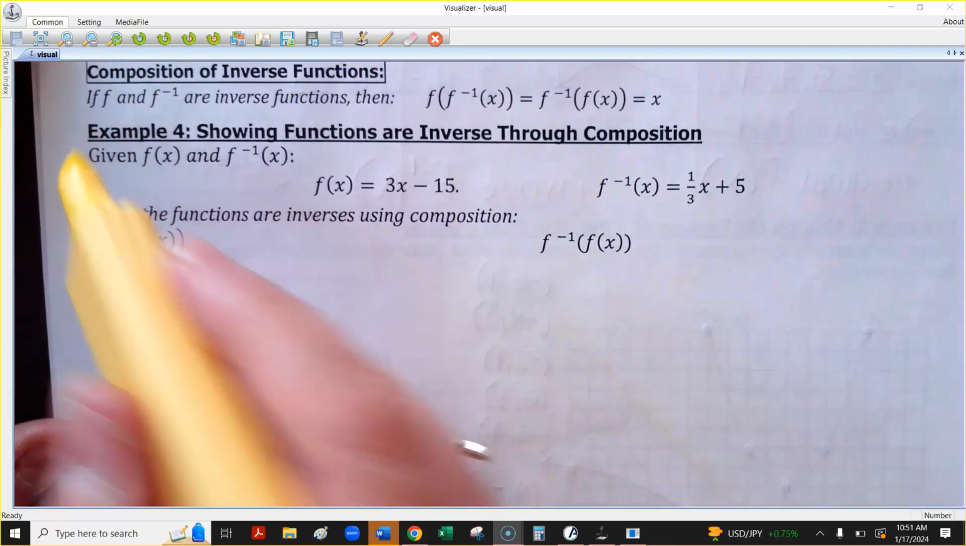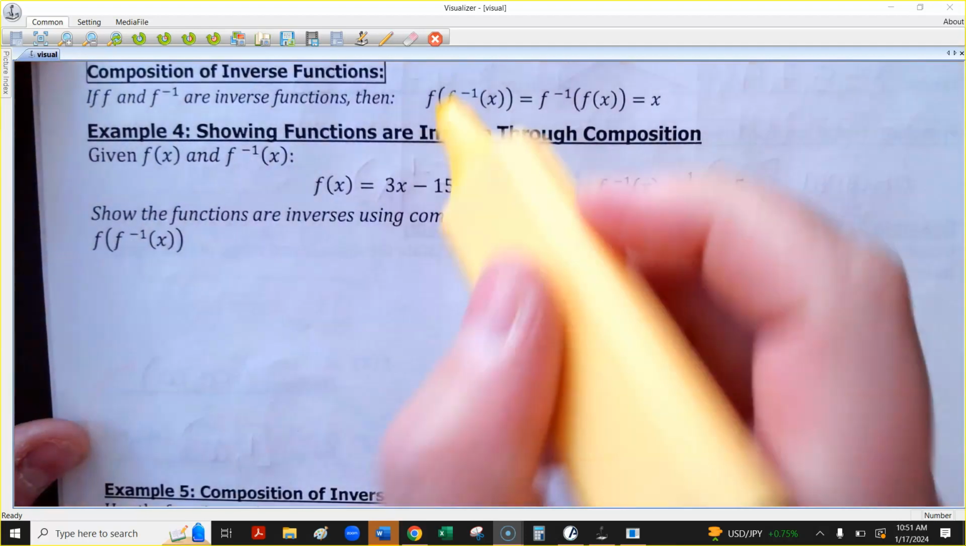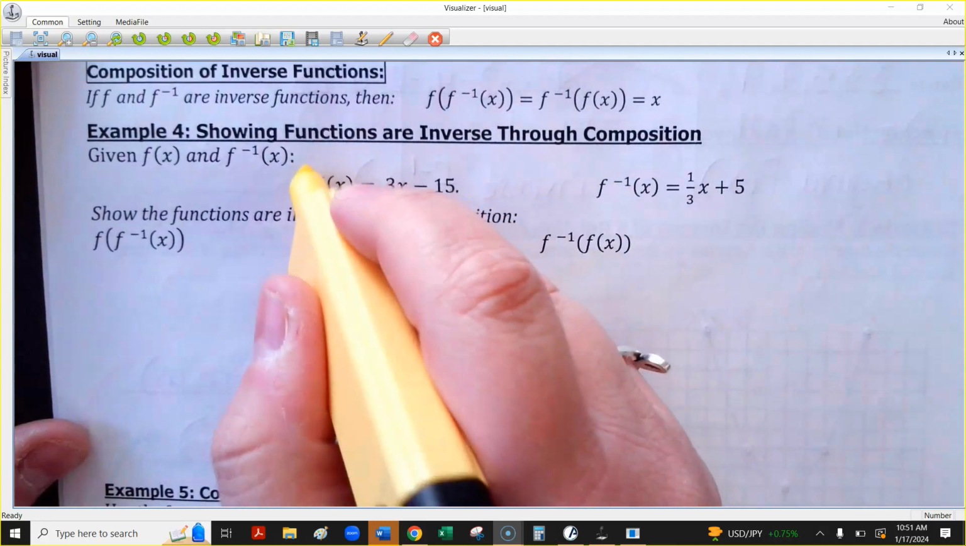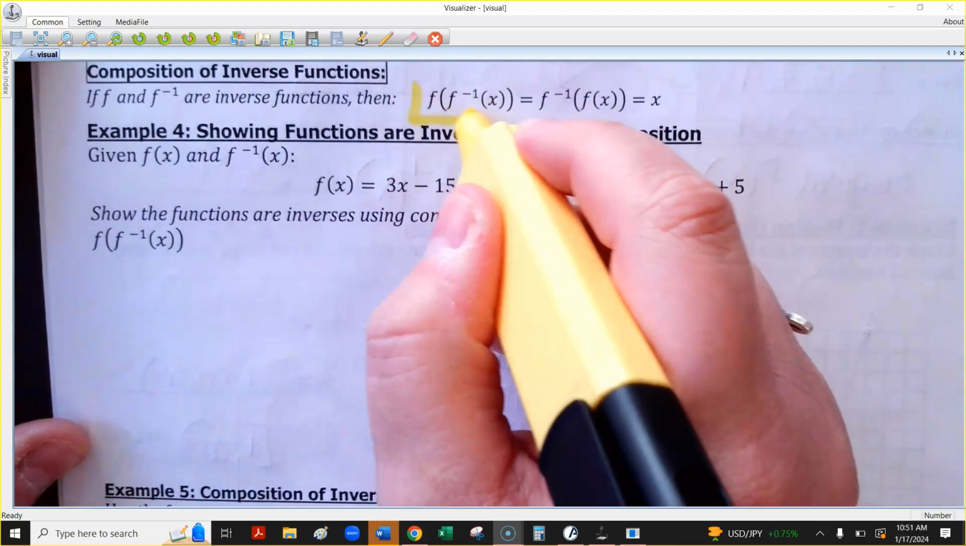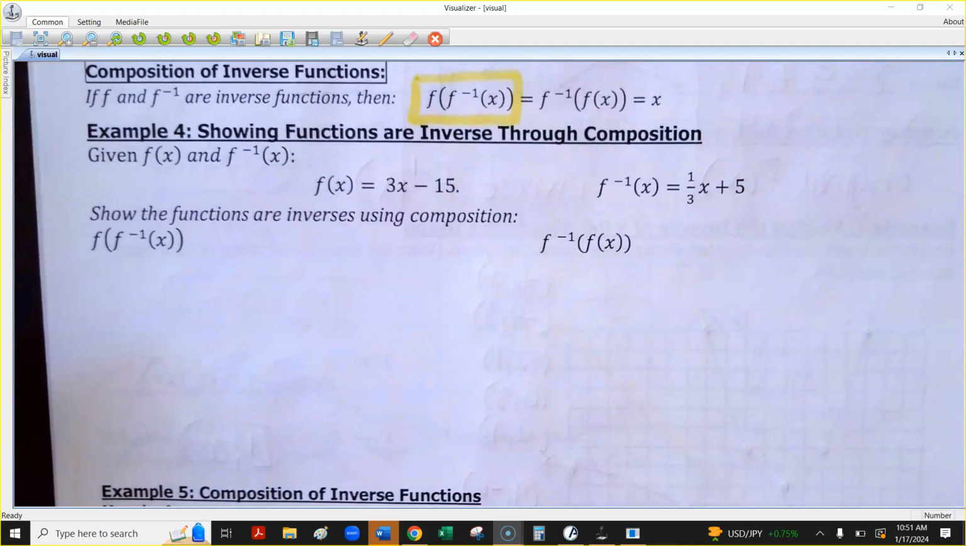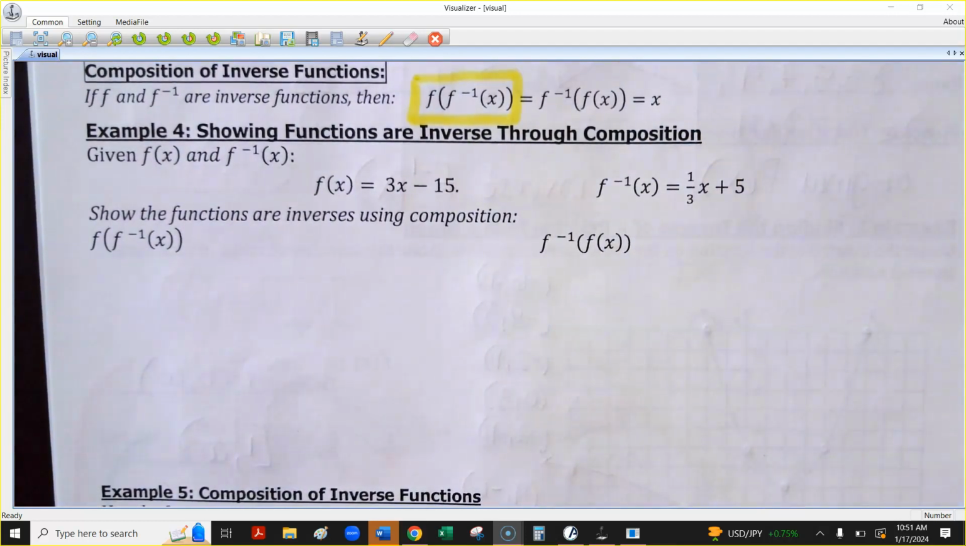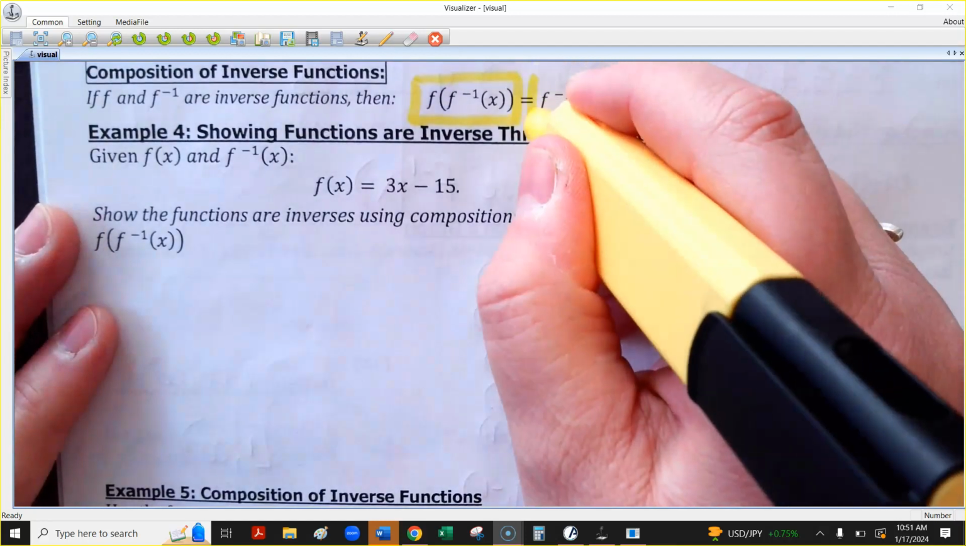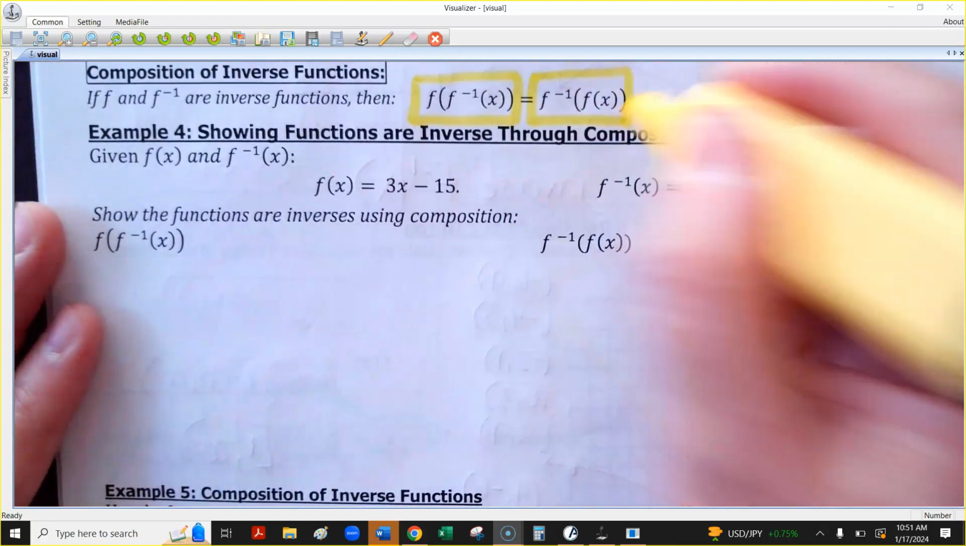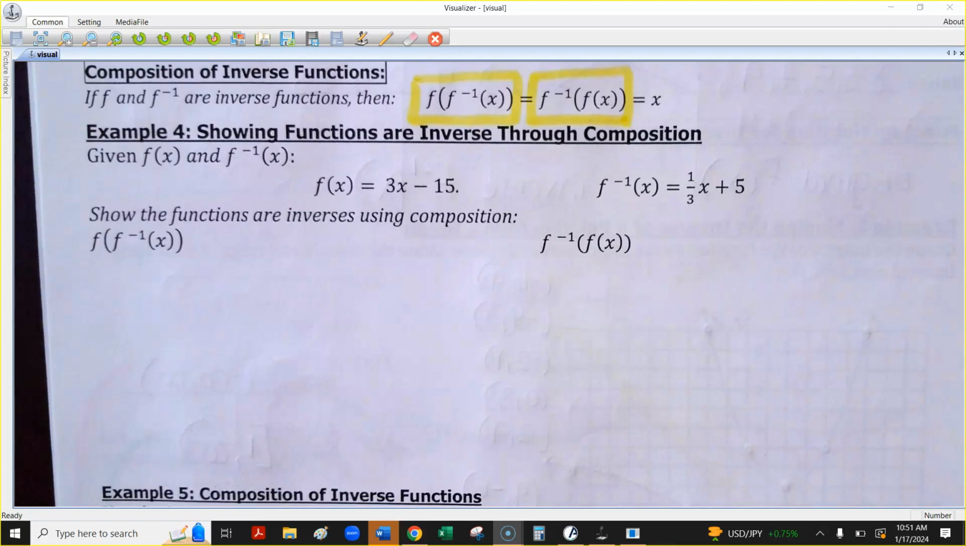If you do have inverse functions and you compose them, so it's just the notation, that would be f composed with f inverse of x. That will actually be equal to, if you flip that around, f inverse of f of x. Like you did f of g of x and g of f of x, and they wouldn't be the same. If you have inverses, they are actually the same.